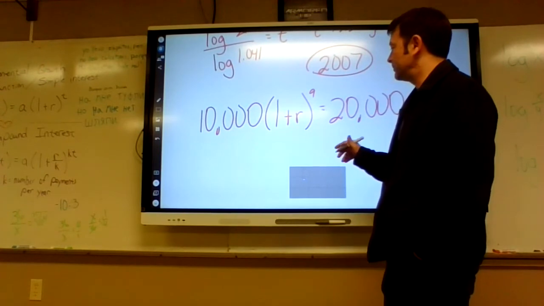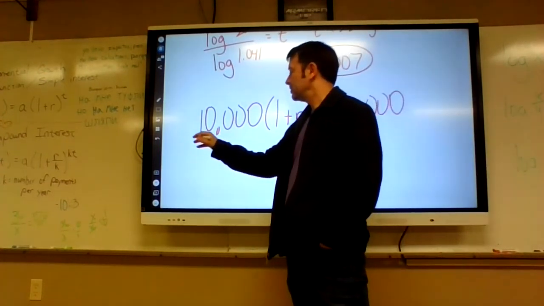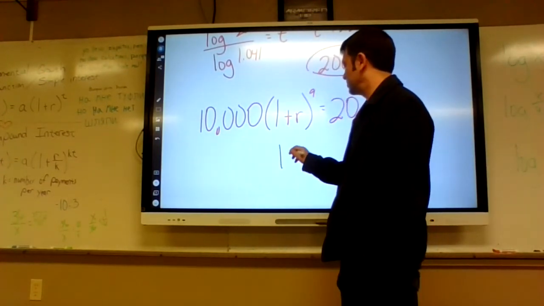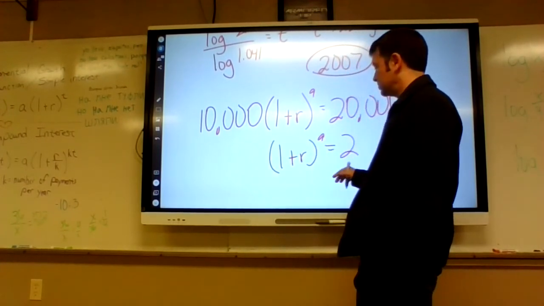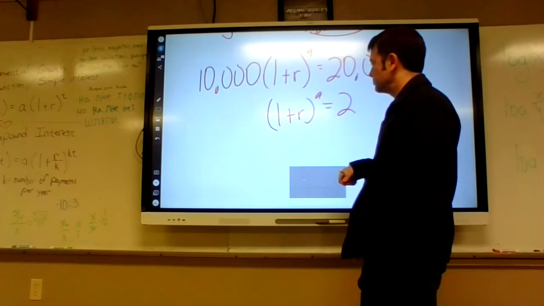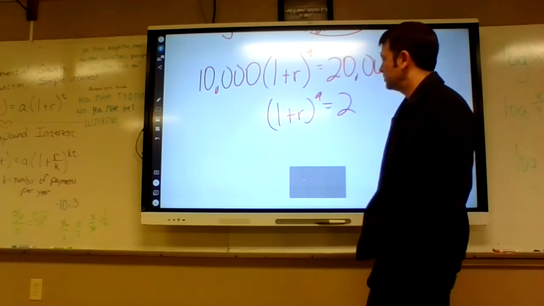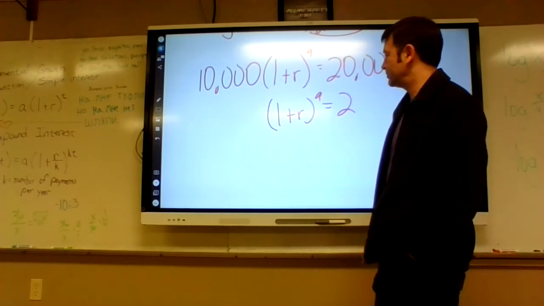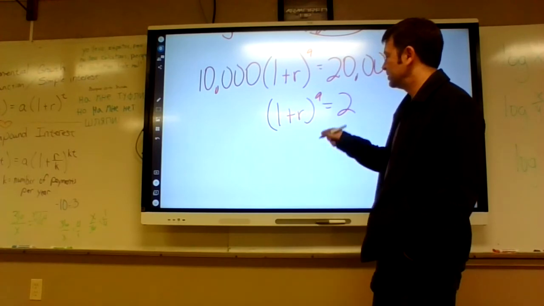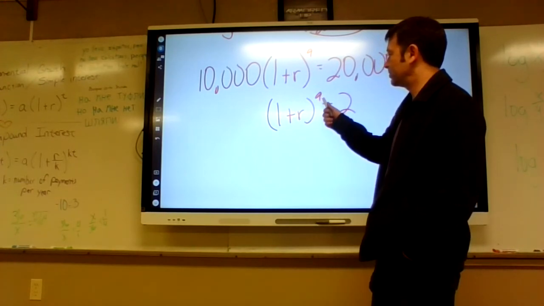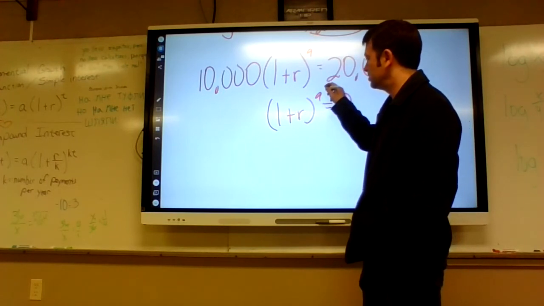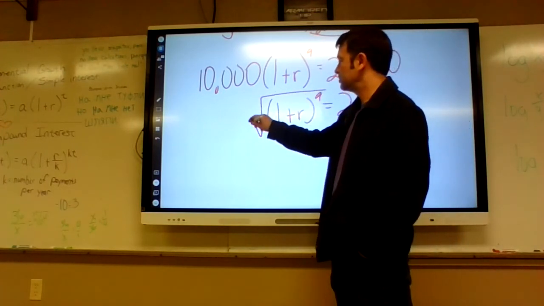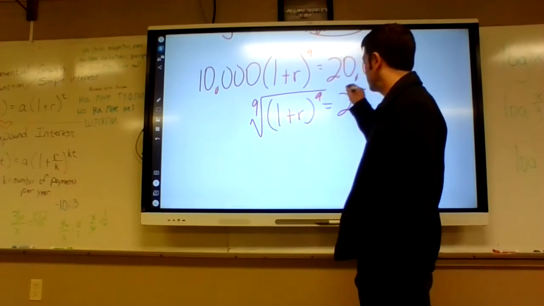So what was the good first step that we went in? So we divide 20,000 by 10,000, so 2 equals (1 plus r) to the 9th. Then should we square or do it by 9? It's not square. Yeah, square root. What's the opposite of the ninth power? The ninth root. What is the 9th root of 2?